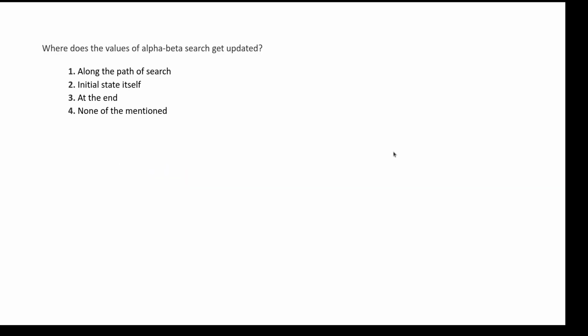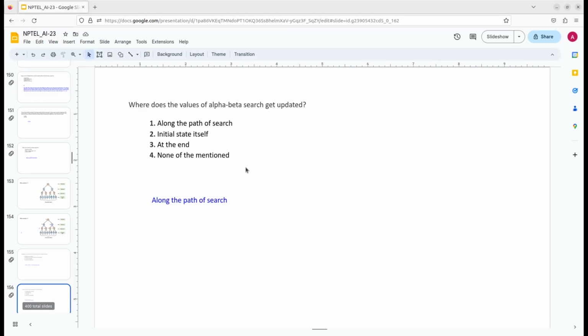Now next question: where do the values of alpha and beta get updated in alpha beta search? Option 1, along the path of search; initial state itself; at the end; or none of them mentioned. You have to say whether it's along the path, or when you have the initial state initialization, or at the end, finally, when you have the terminal state, or none of the above. So we have to say which one it will be.